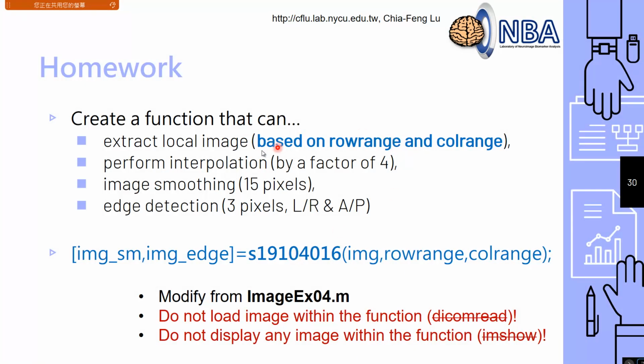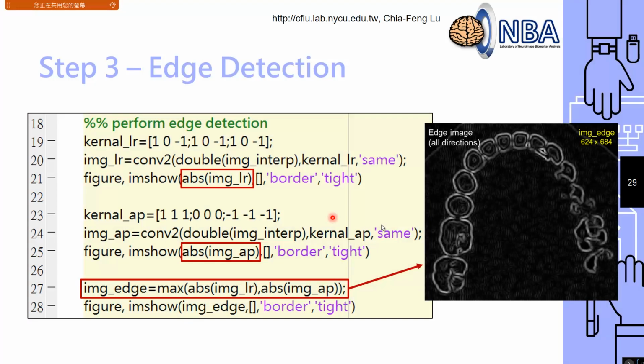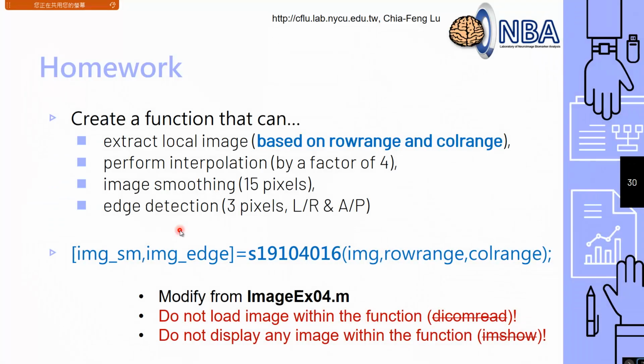And then you will do the image resize by a factor of 4. I think this is identical. You will perform the image smoothing using a 15 by 15 kernel size. You will do the edge detection combining both the left and right direction and the anterior posterior direction, just what we did right here, okay? But finally, you need to output the smoothed version and the edge detected version of the image as the first and second output variables. Basically, you can modify it directly from the imaging exercise 04.m file within the directory that I provided to you.